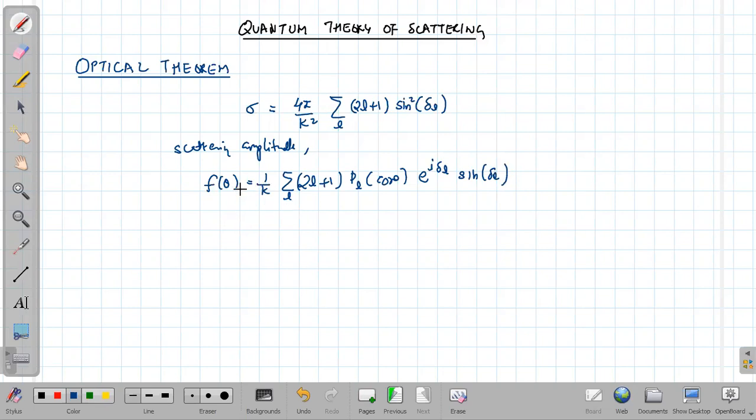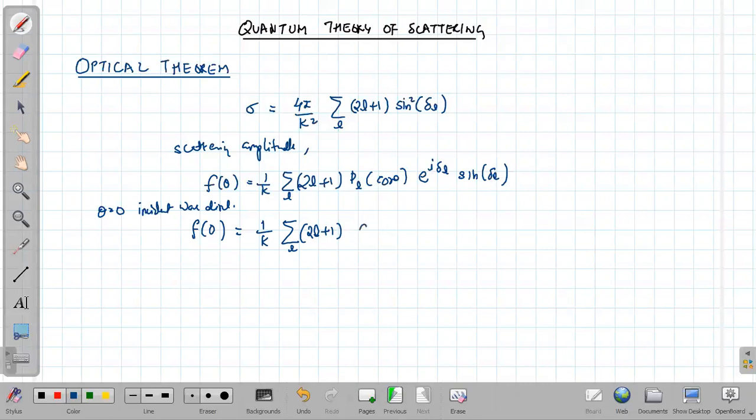Okay. Now, what happens to the scattering amplitude at theta equal to 0? So theta equal to 0 is nothing but the incident wave direction. So what would be the scattering amplitude along the direction of incident wave? So f of 0 is 1 upon k sum over L, 2L plus 1. It becomes PL of cos 0, and cos 0 is 1, so PL of 1 simply becomes 1. Then e raised to i delta L sine of delta L.